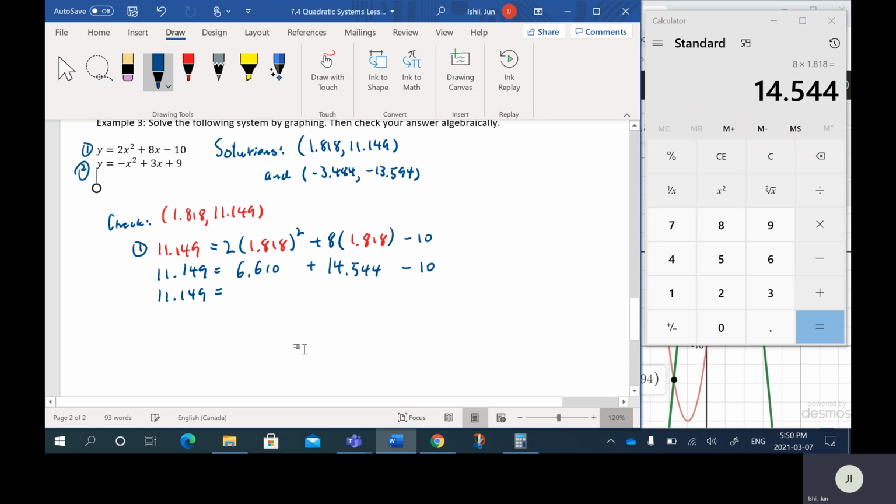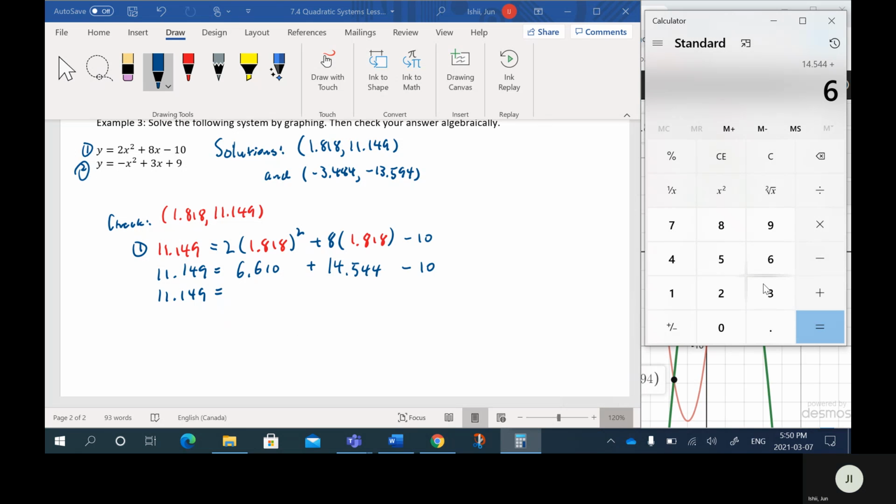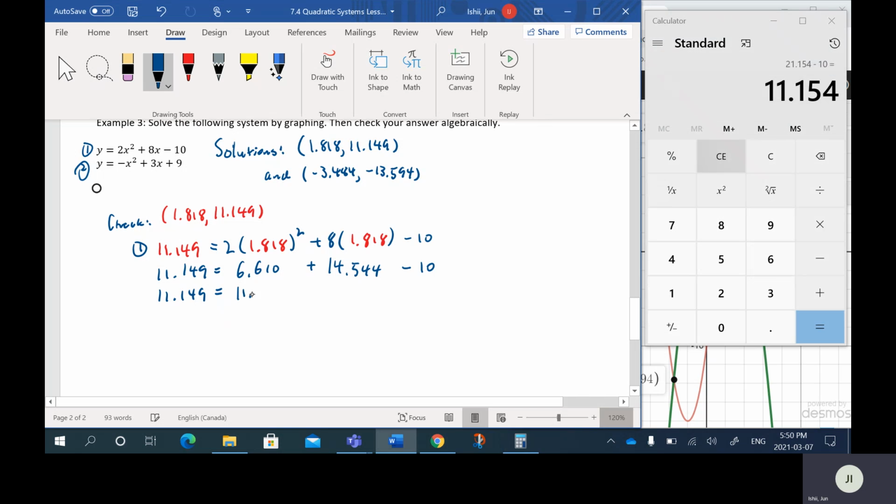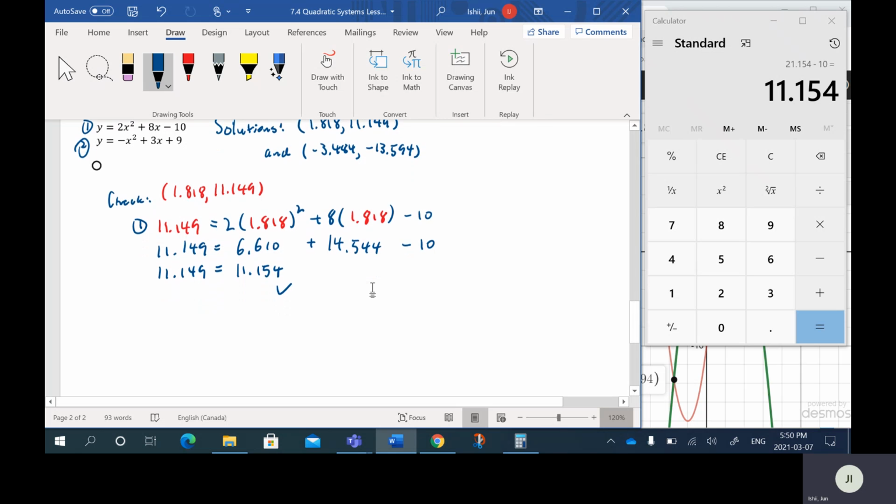All right, so let's add up that side here. So 14.544 plus 6.610 minus 10 equals. All right, so 11.1. Yeah, it's a little better. 1.54. We can just say that is close enough. All right, so yeah, just a little bit of rounding. The reason it's rounded off is because we did rounding when we're checking. And I imagine that these points actually are rounded off just a little bit.